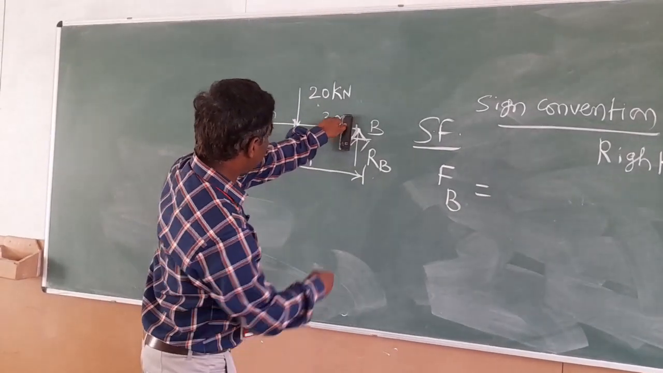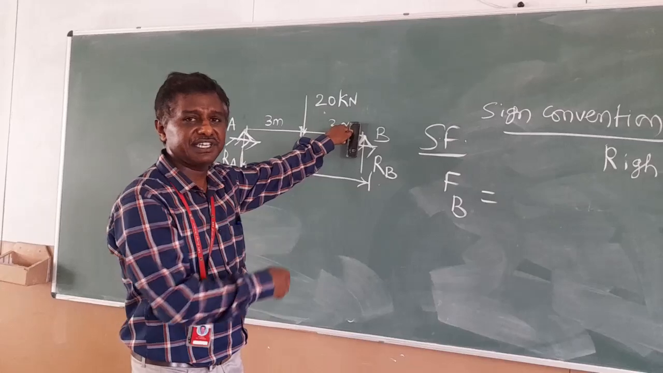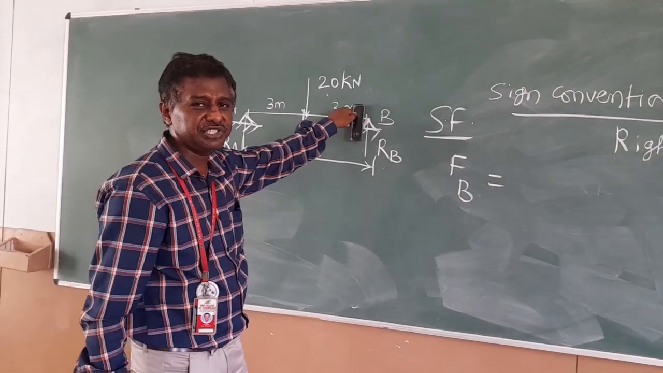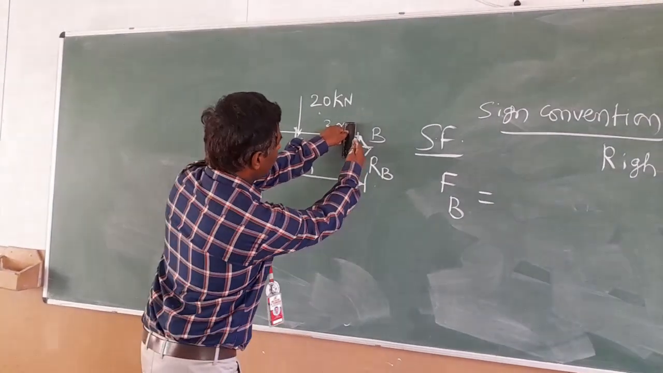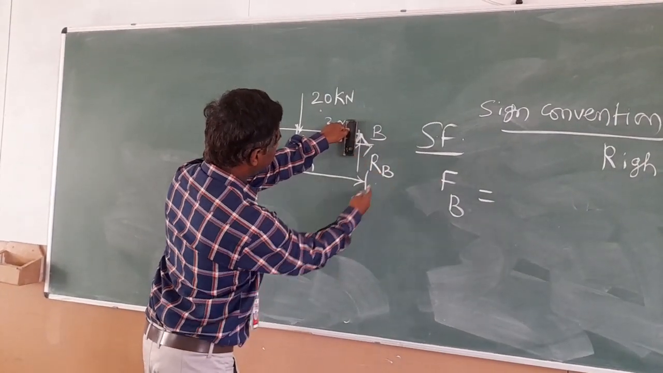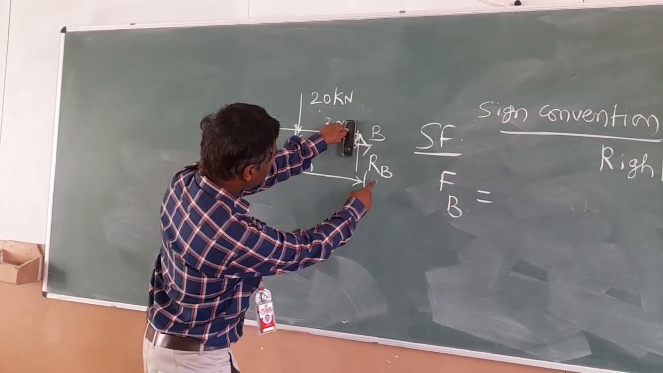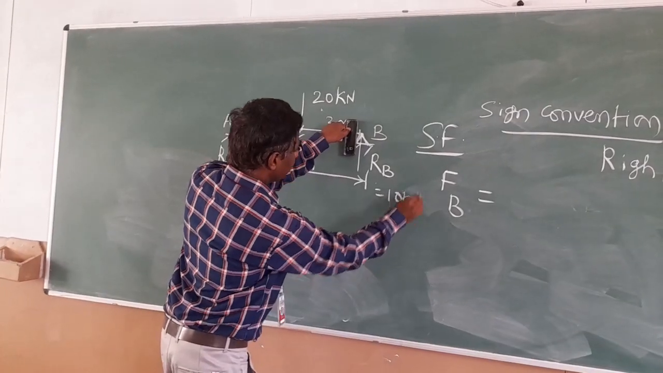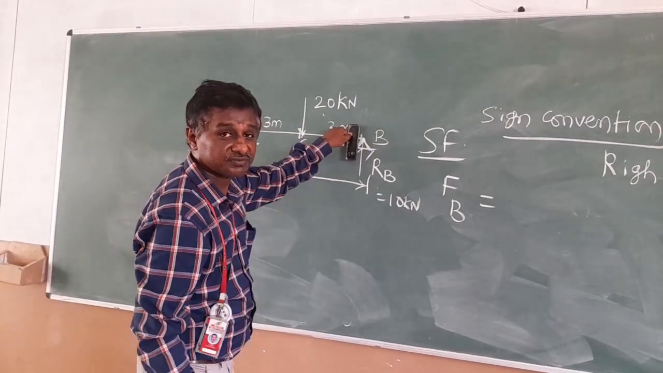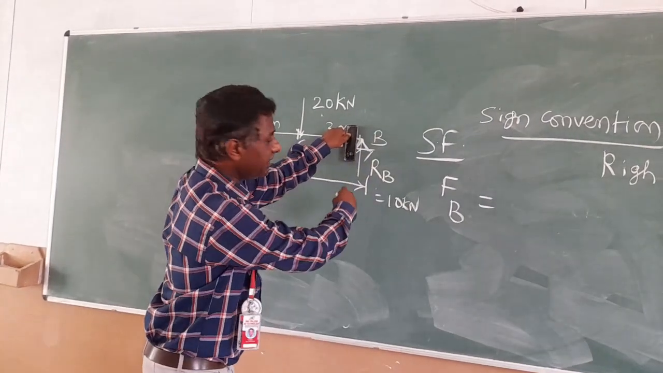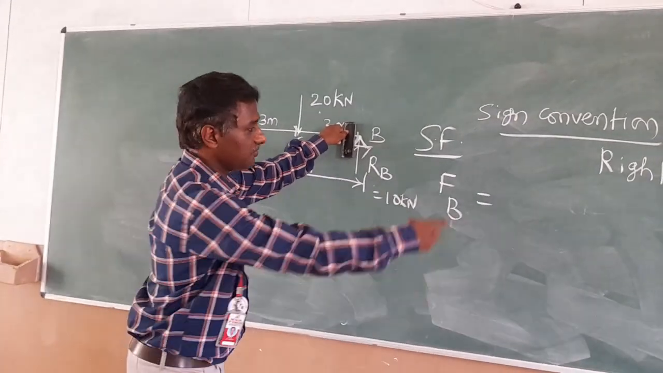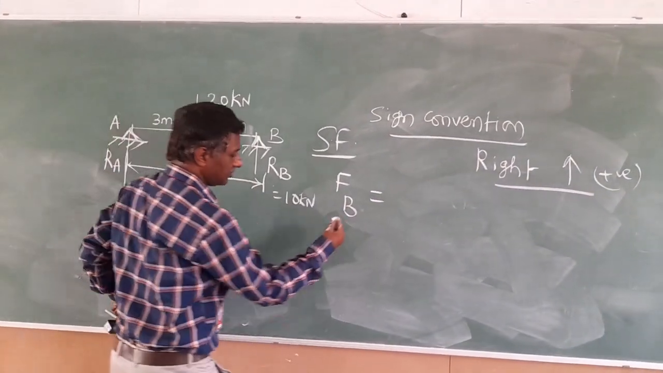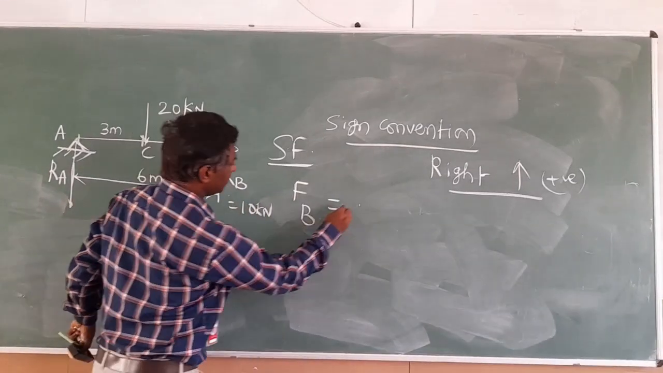From this point, we consider either the right side or the left side. Any one side we have to consider, not the whole thing. If you take the whole thing, it will be equal to 0. Okay, consider the right side. On the right side you have only one force, RB. RB was already found to be 10 kilonewton, and it is an upward force. So right up from the reference point is a positive value. Okay, according to this, right up is positive. So RB equals 10 kilonewton.